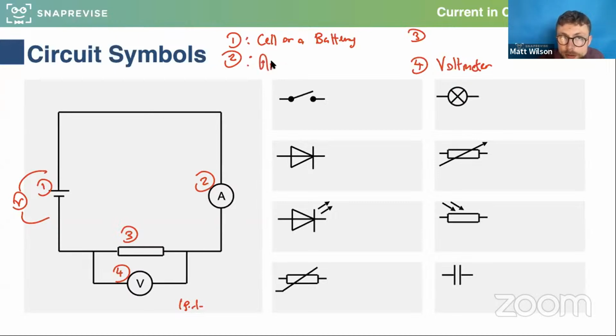2 is an ammeter. And an ammeter is the kind of thing you can use to measure current. And it returns amps, which is why it's called an ammeter. Okay, so we had one left, which is number 3. I think I may have even said it at some point by accident. So number 3 here is a resistor.